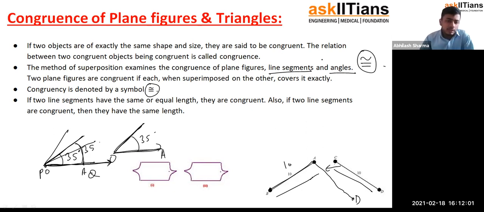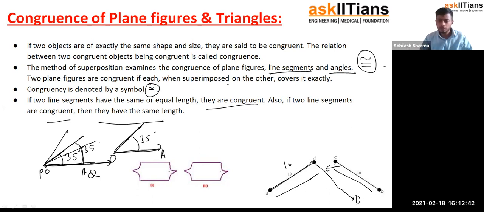If two line segments have the same or equal length, they are congruent. As I have already discussed, two line segments will be congruent if and only if their lengths are equal. If two line segments are congruent, then they have the same length. If and only if means A implies B as well as B implies A. So here these statements have been written in two separate parts. It is the same as saying two line segments will be congruent if and only if they have the same length.